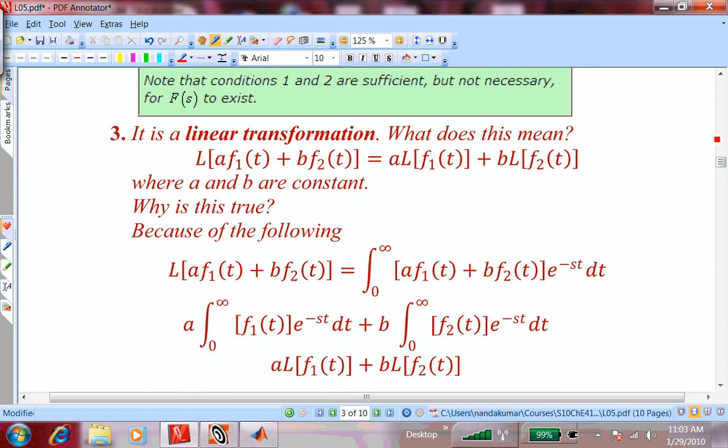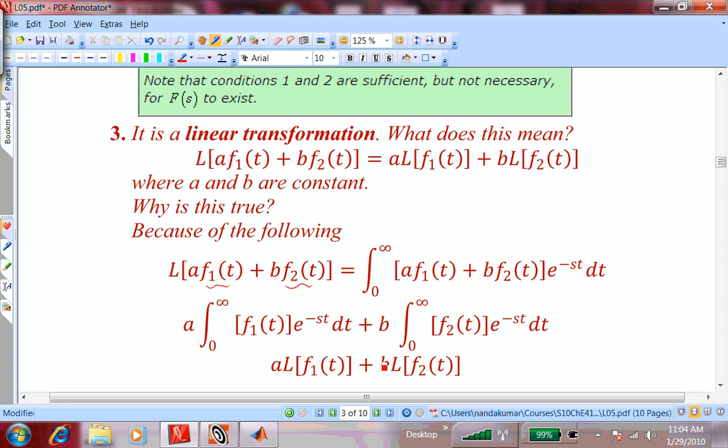The next point is that it is a linear transformation. Now, do I need to explain this, or is it obvious? It simply allows you to superpose. If I have two functions, f1 and f2, and I multiply them by constants a and b, and then take the Laplace transform, that is the same as taking the Laplace transform of the first function and multiplying it by a, taking the Laplace transform of the second function individually, multiplying by b, and then adding them up.